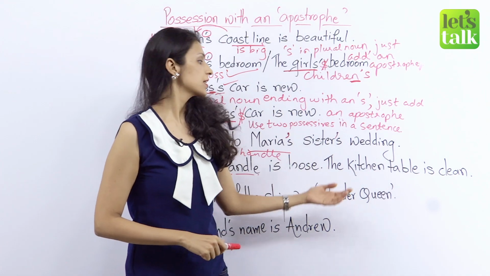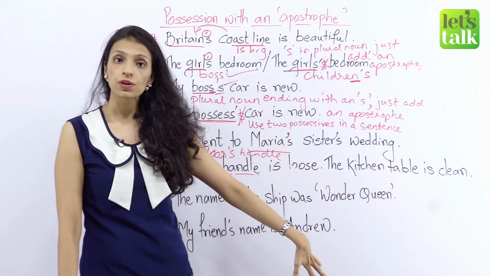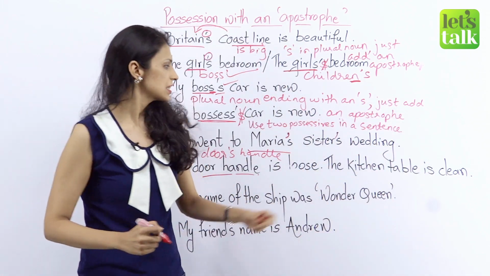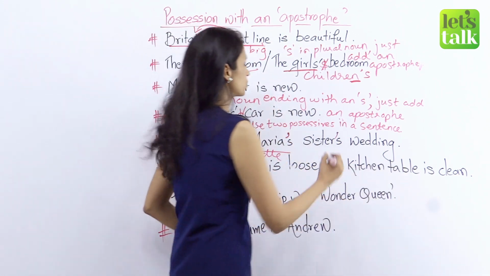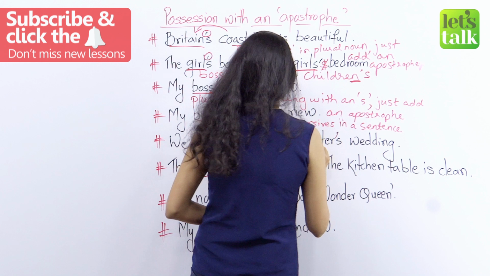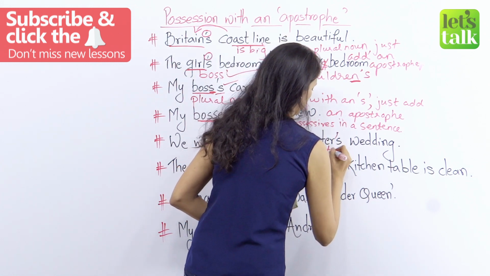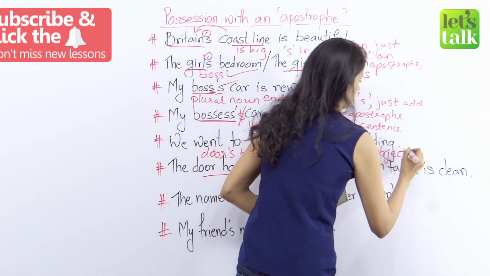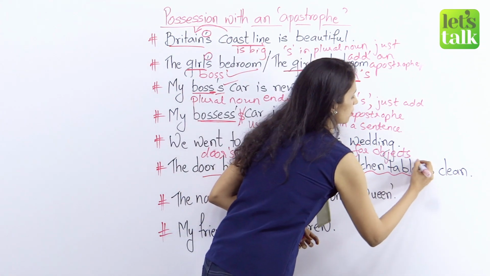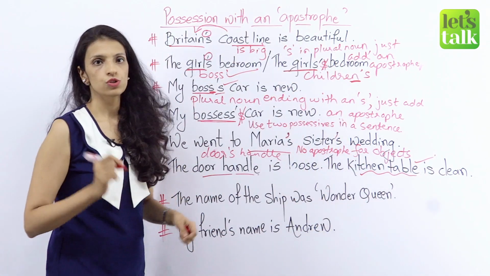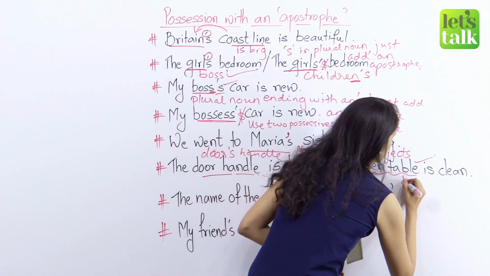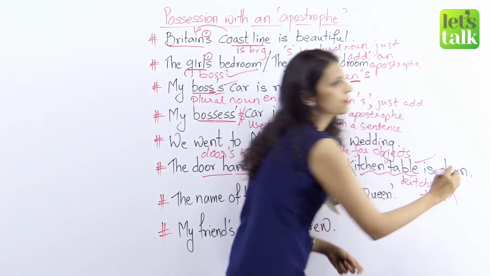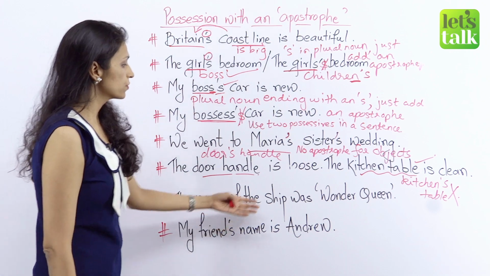So similar sentence, the kitchen table is clean. Actually, we are talking about the table that belongs to the kitchen, that is in the kitchen, is clean, but you don't say the kitchen's table is clean. Okay, so do not use an apostrophe. Okay, so this is absolutely fine, right friends? So do not say kitchen's table. This is incorrect. Okay, the next one is the name of the ship was Wonder Queen.